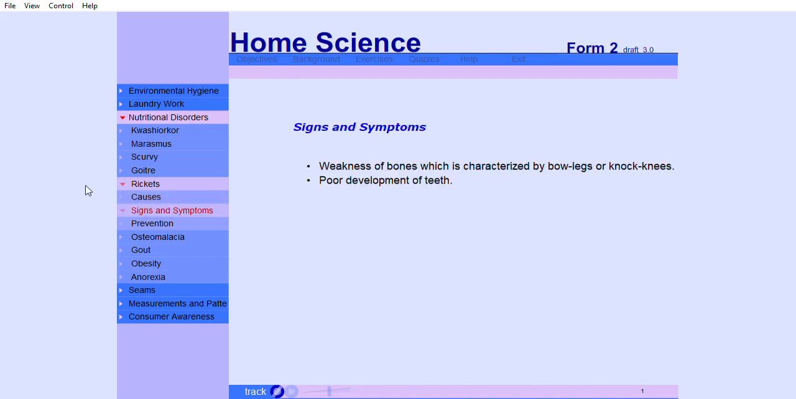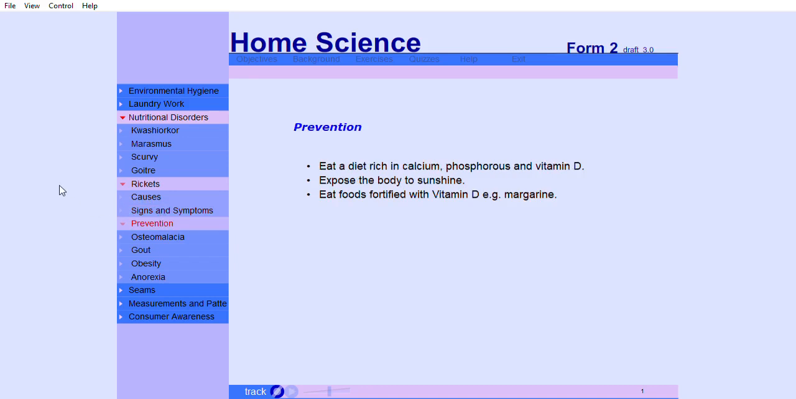These are the signs and symptoms of rickets: weakness of bones, which is characterized by bow legs or knock knees. Poor development of teeth. In order to prevent rickets, eat a diet rich in calcium, phosphorus, and vitamin D. Expose the body to sunshine. Eat foods fortified with vitamin D, such as margarine.